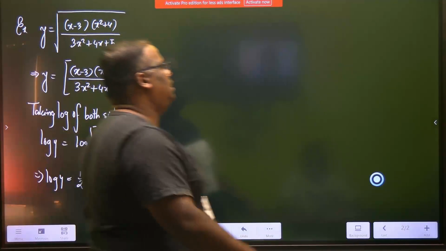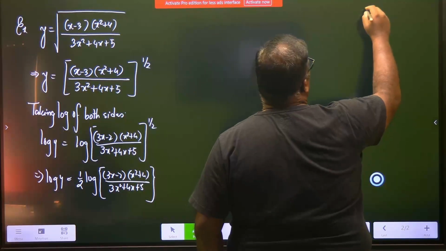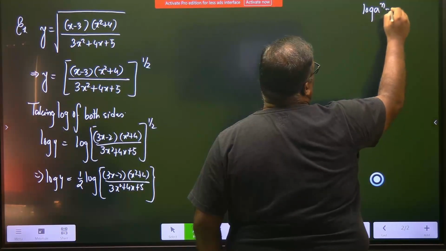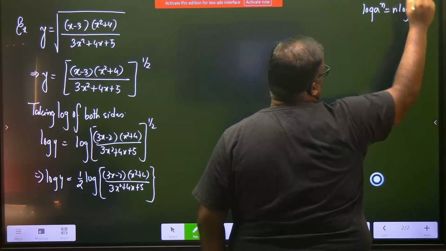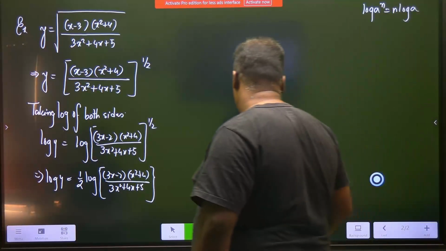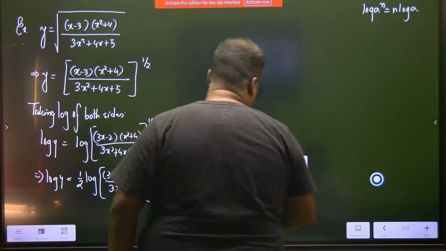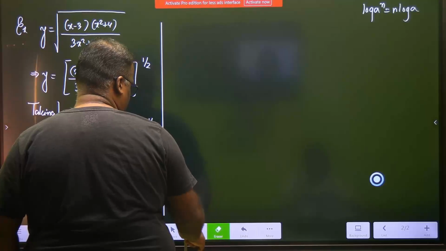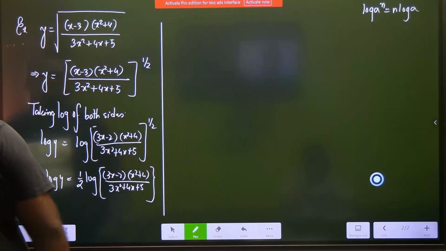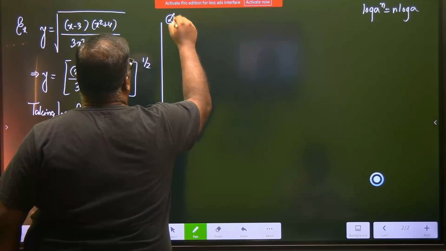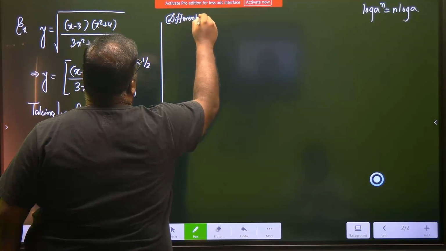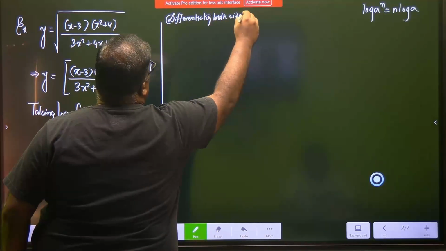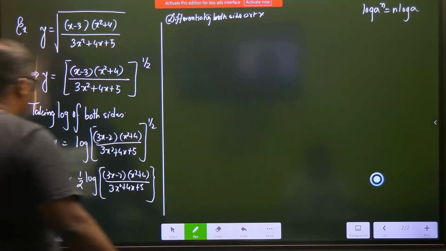This formula is this. If you have log a to the power n, this is written as n log a. This is a formula. You can write it again if you have any confusion. Fine. Now we differentiate. Differentiating both sides with respect to x. Now try and differentiate.